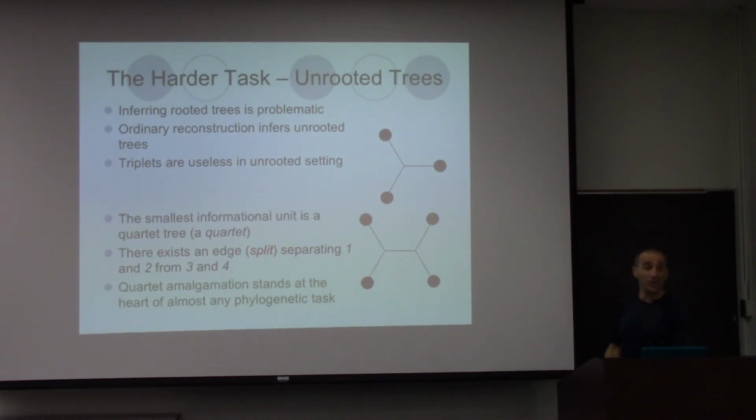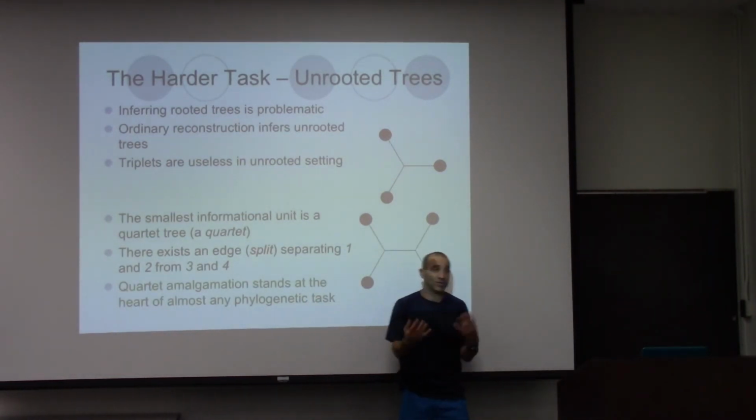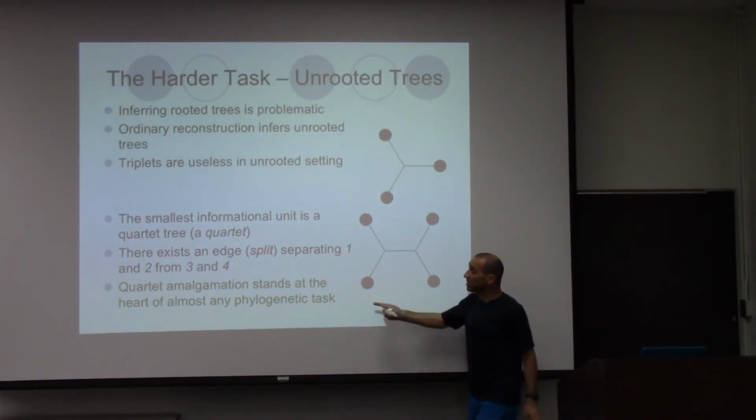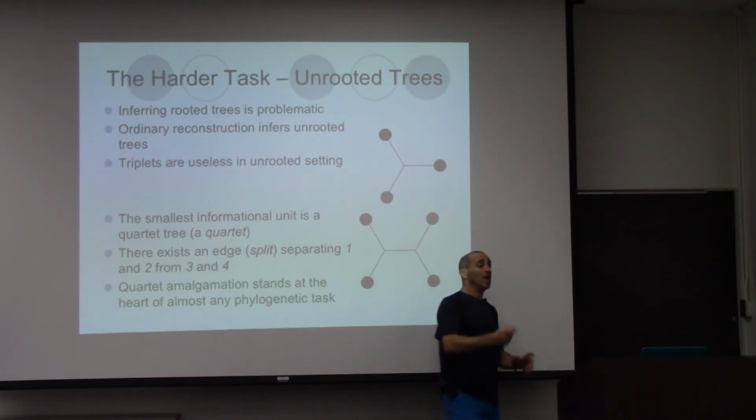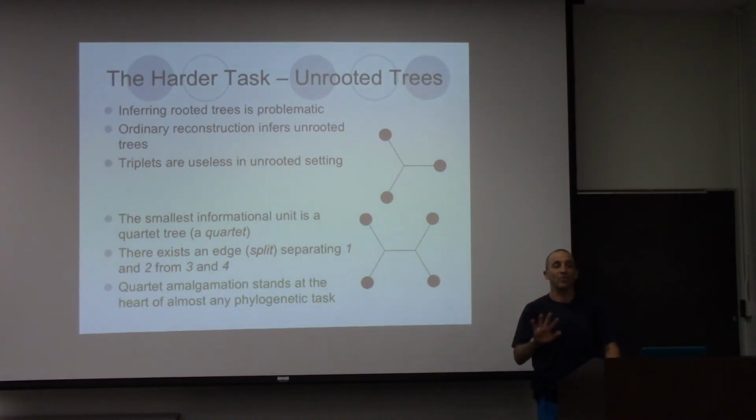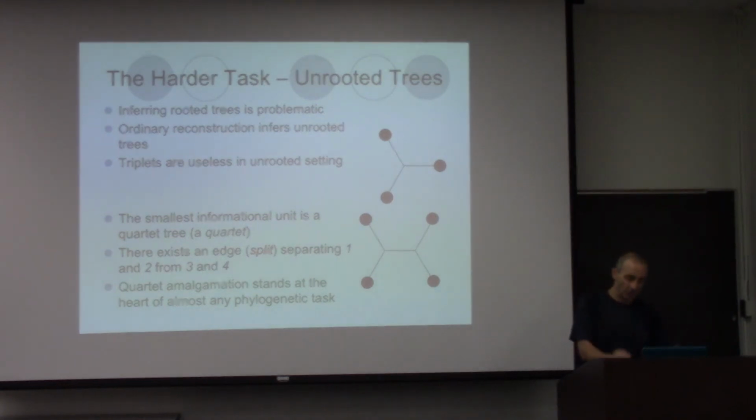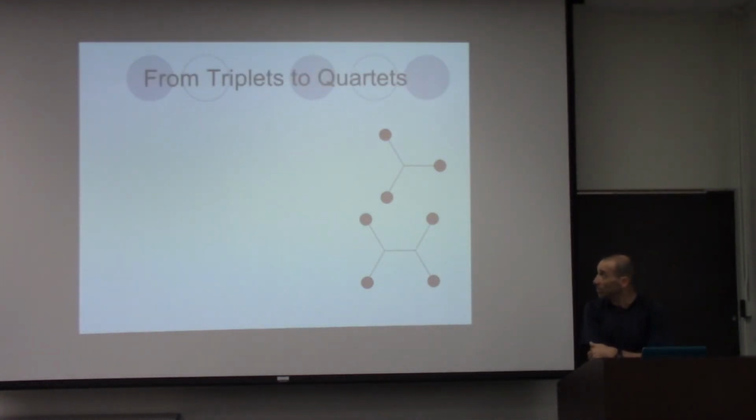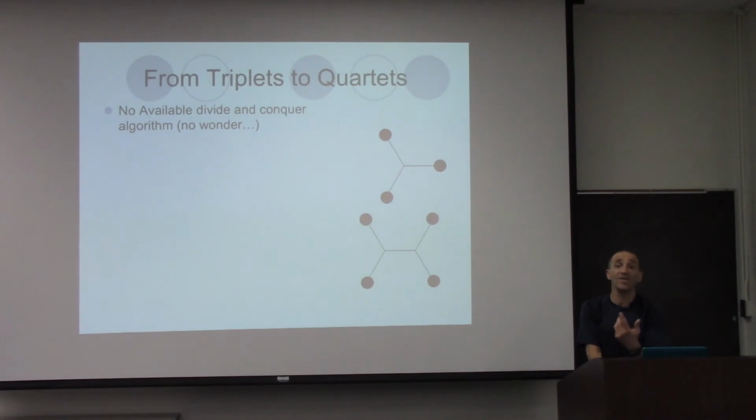So, quartet amalgamation. Now this is important, and this is beyond the combinatorics. Quartet amalgamation stands at the heart of almost any phylogenetic task. If you recall from the first week, Ben Raphael was here and spoke about cancer and phylogenetics. He actually spoke about quartets. Whether he knew about it or not, his setting is the same as what we deal with here. From triplets to quartets, there is no available divide and conquer algorithm. Even this algorithm of Ehrenfeucht et al. does not help here. This is a hard task in general. We will return to it.